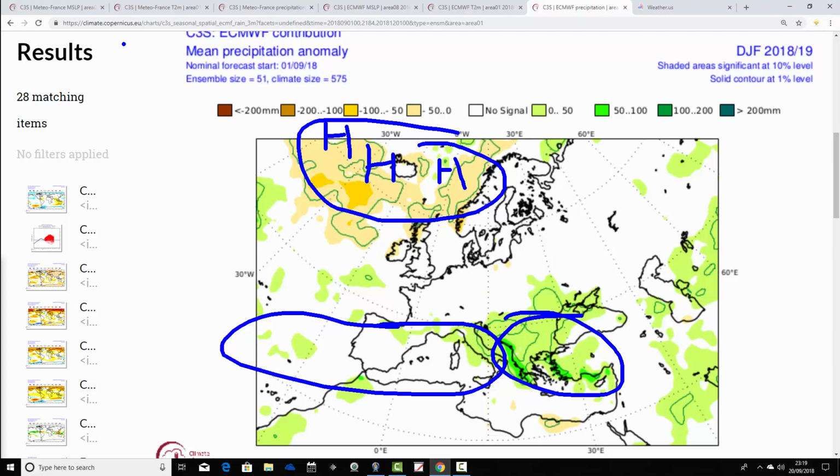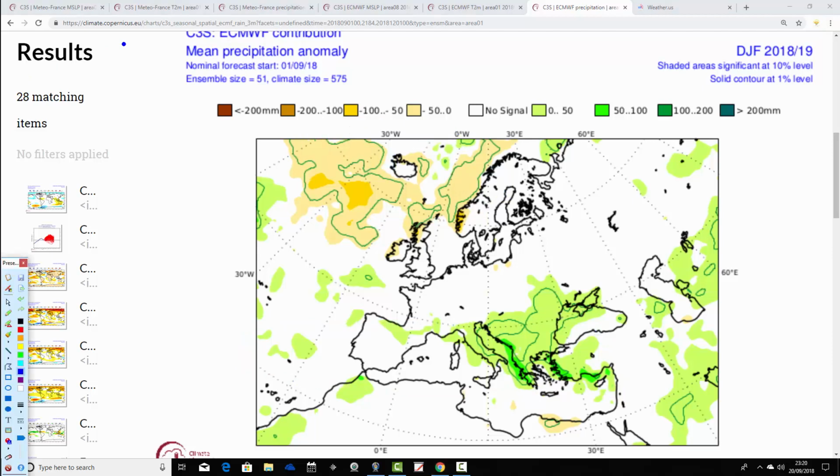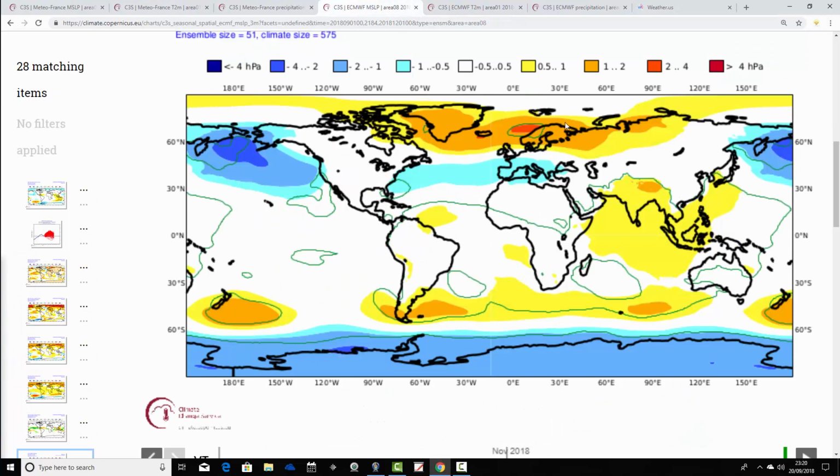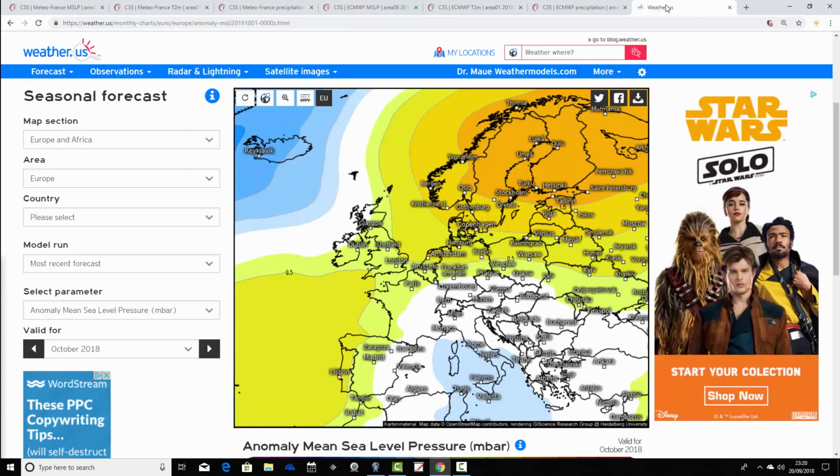You would actually expect much of northern Europe to be drier than average due to cold air holding less moisture than warm air. But of course, what precipitation does fall would likely be snow in that very blocked type of mean sea level pressure anomaly that we're seeing there.